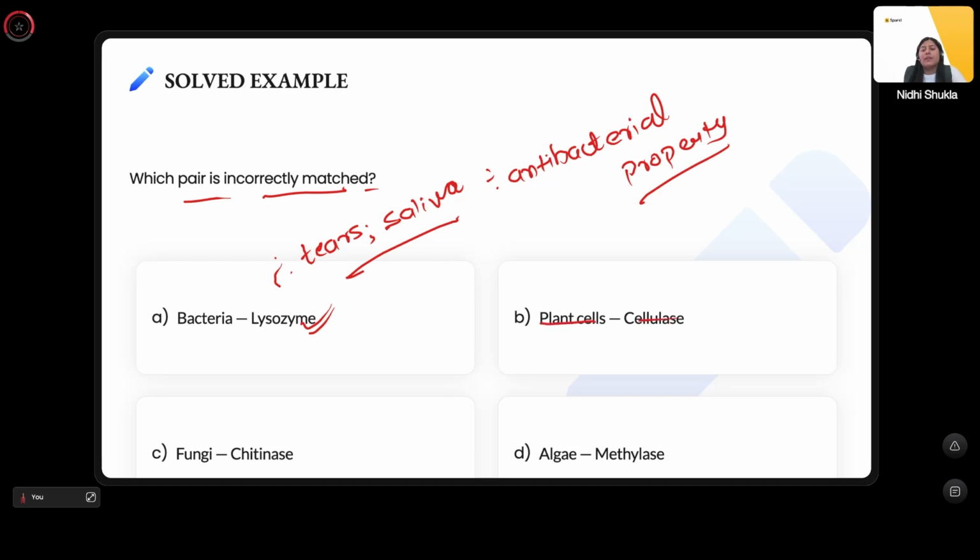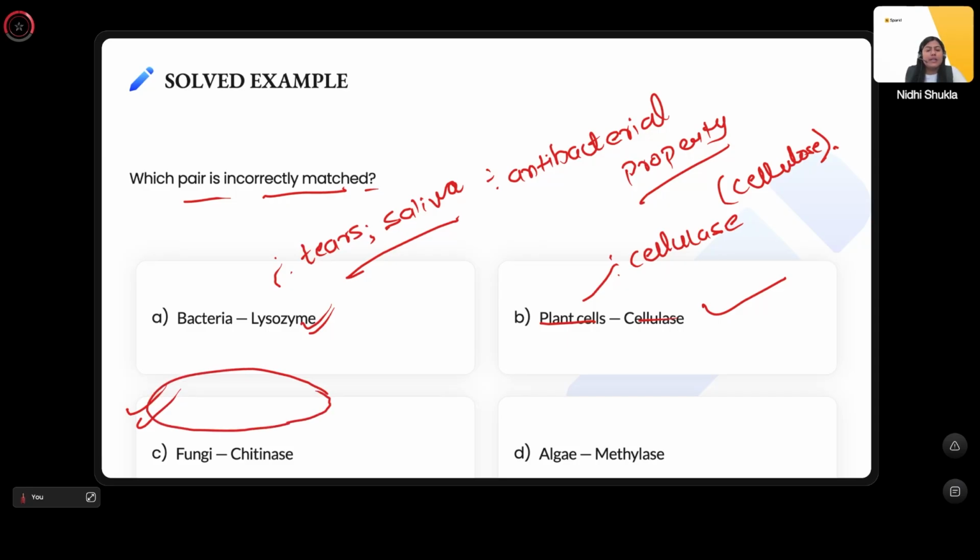Plant cells, cellulase. Again, correct. Why? Because to dissolve plant cells, you require cellulase enzyme, since the plant cell wall is made up of cellulose. For bacteria, you will have lysozyme. For plant cells, you will have cellulase. For fungi, chitinase. We just discussed it in our previous question. So options A, B, and C are correct. D is incorrect.